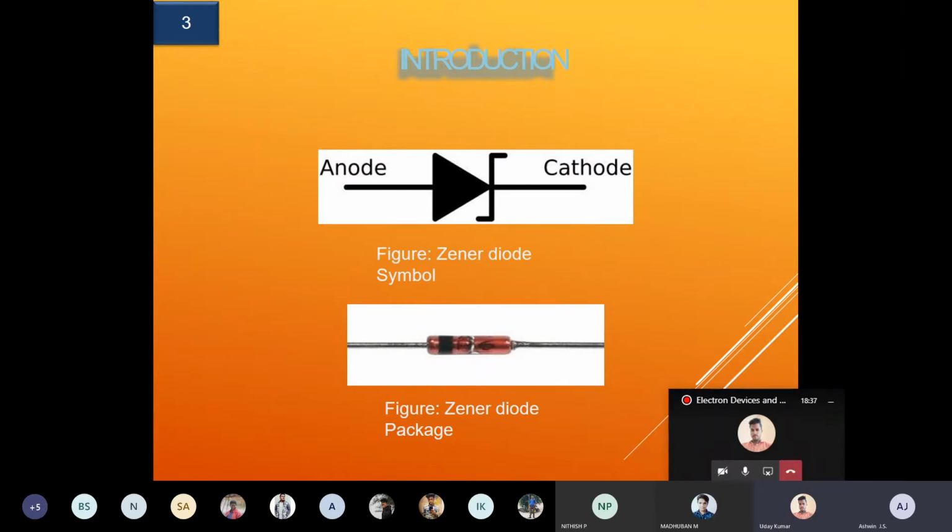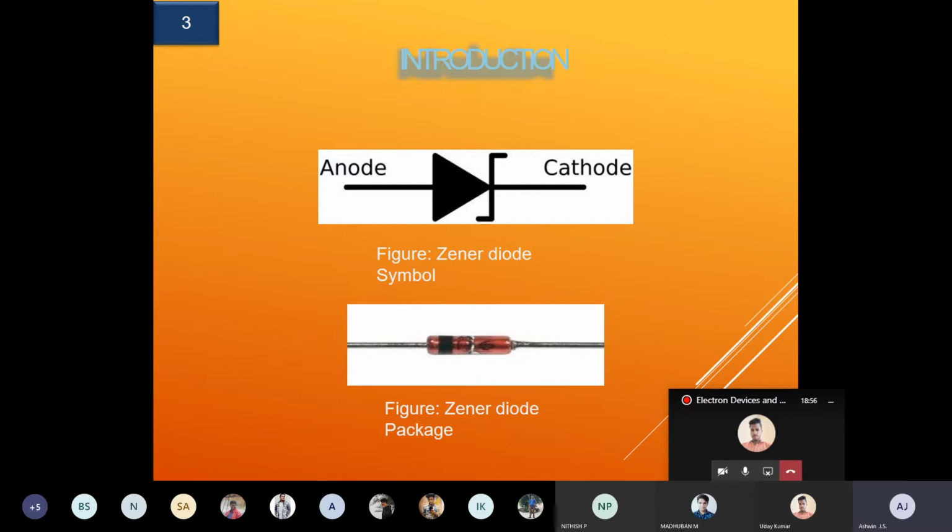Okay, here I'm showing the Zener diode symbol. Always remember the symbol. It's a must. If they ask you to explain the PN junction or the Zener diode, first you have to give the definition. After that you have to draw the symbol. So the symbol is very important.